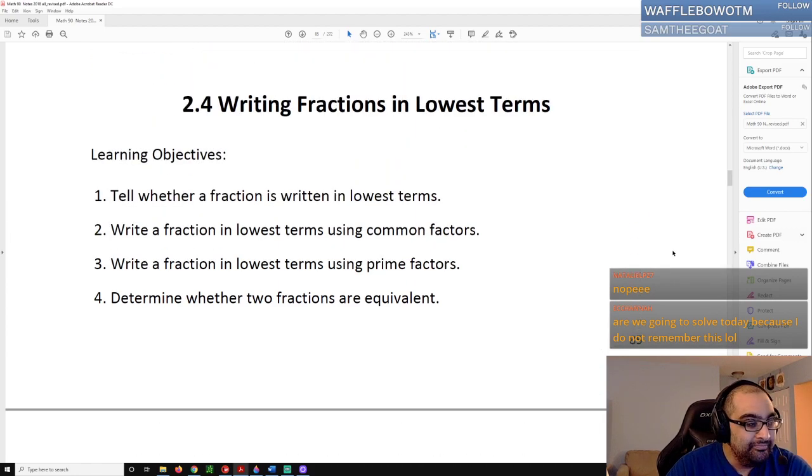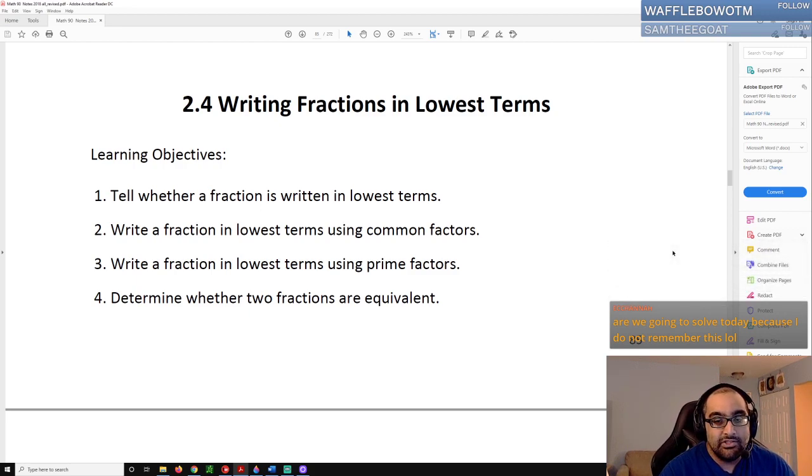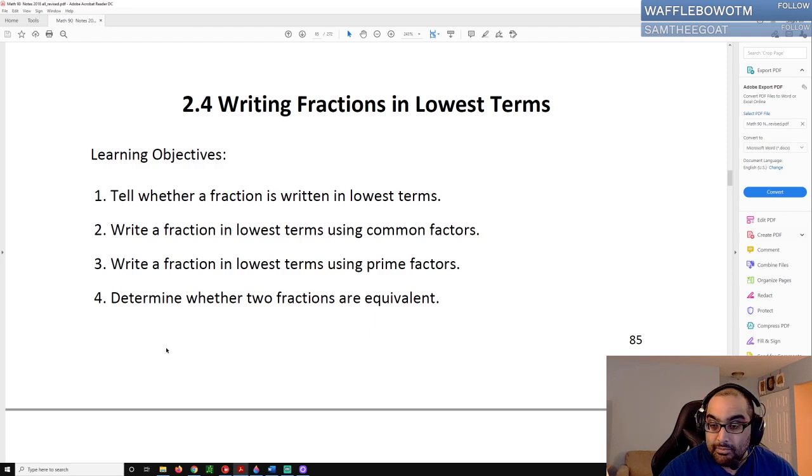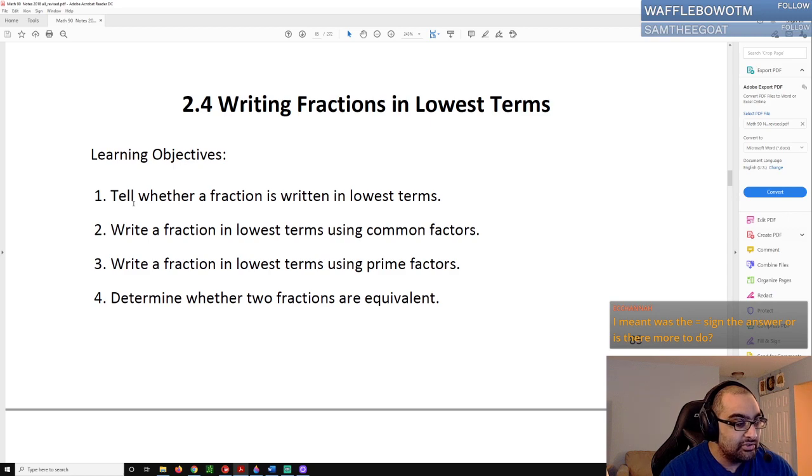So we talked about fractions last time, but one of the things that we'll need to do in relation to what we just did in this previous section is exactly what you see up here on the screen, which is writing fractions in lowest terms. We're going to talk about how to do that as best as possible: how to tell whether a fraction is written in lowest terms, and write a fraction in lowest terms using common factors or prime factors, and determine whether or not they are equivalent.